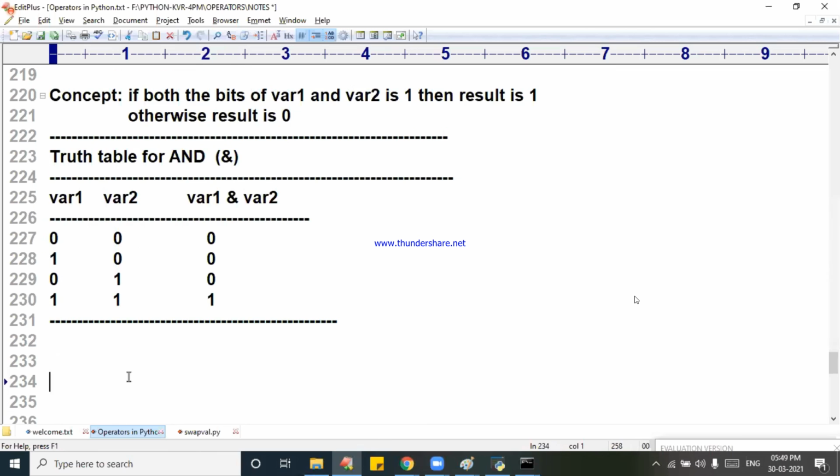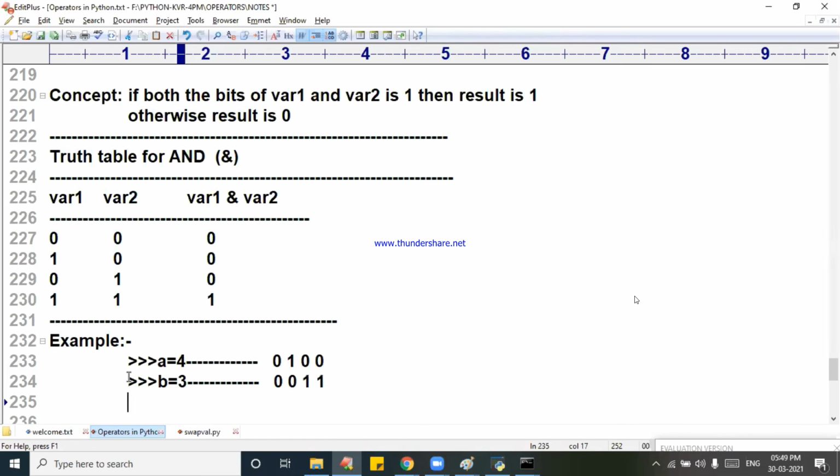Right, very good. Example I am going for. Come on to the point. Example: take directly A is equal to 4 and B is equal to 3. What is 4? 0, 1, 0, 0. What is the value of 3? 0, 0, 1, 1.